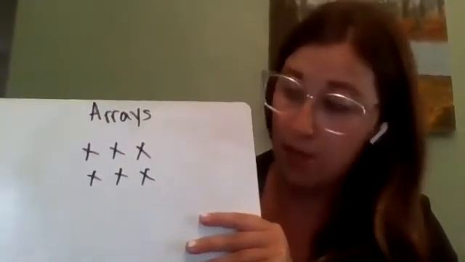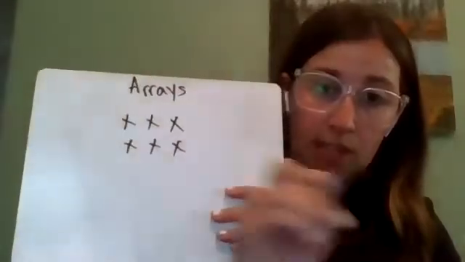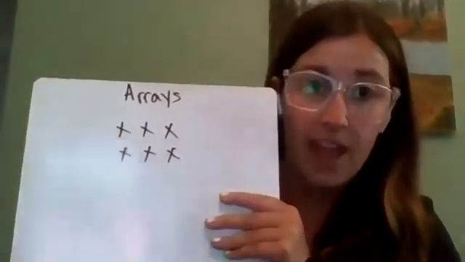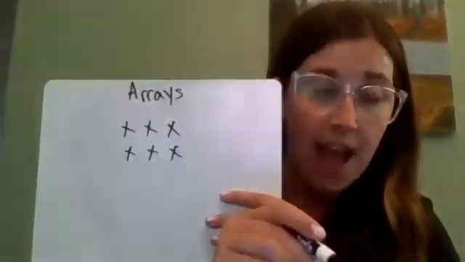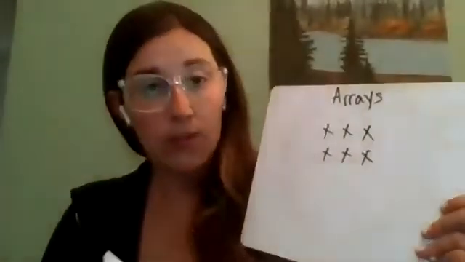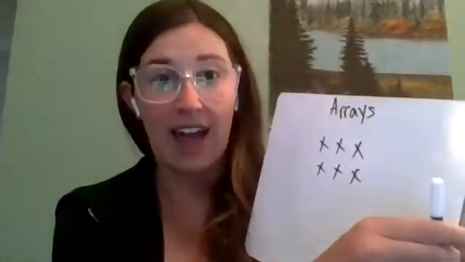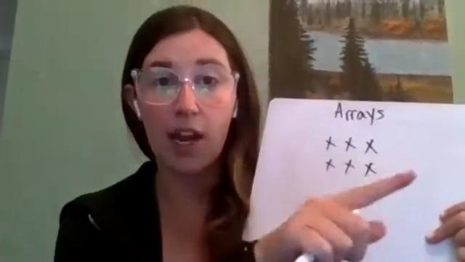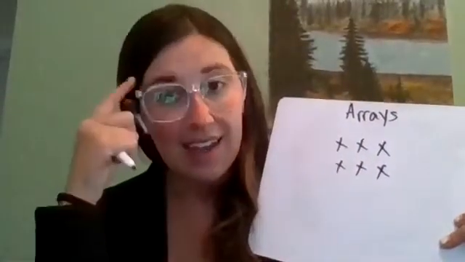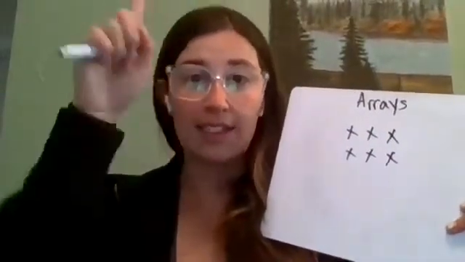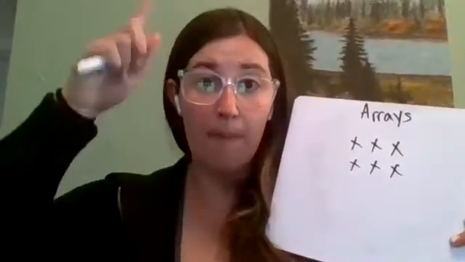I also remember that arrays have rows that go side to side and columns that go up and down. I think about rows like sitting in music class. You all sit in chairs that are in rows. And I think of columns like a building, something that helps a building stay up and down.